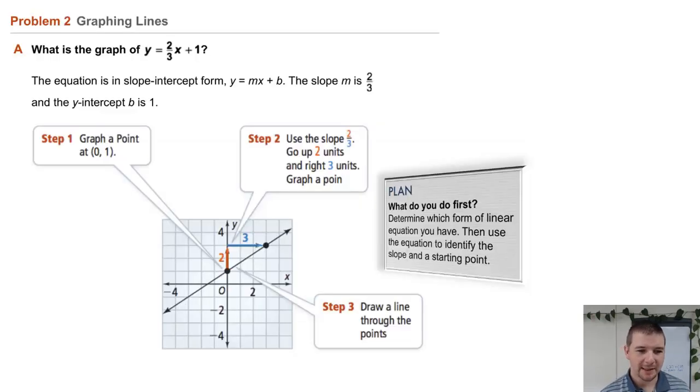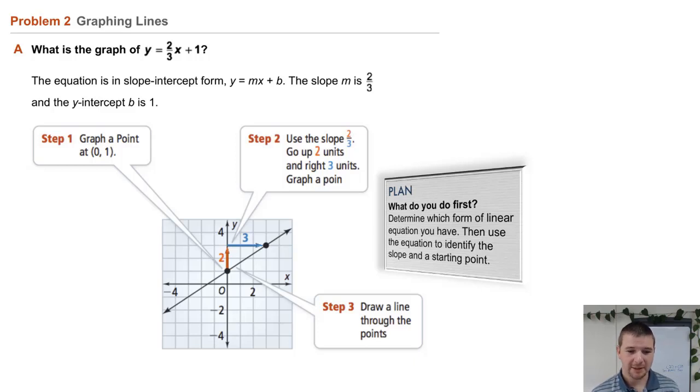Problem 2, graphing lines. What is the graph of y = 2/3 x + 1? First, we should identify the form. This equation is written in slope-intercept form. Because it's in slope-intercept form, we can pick out the slope and also the y-intercept easily. The slope is 2/3, so a rise of 2 over a run of 3, and the y-intercept is positive 1.